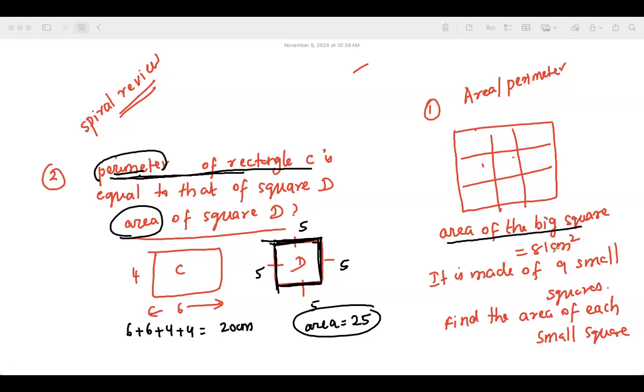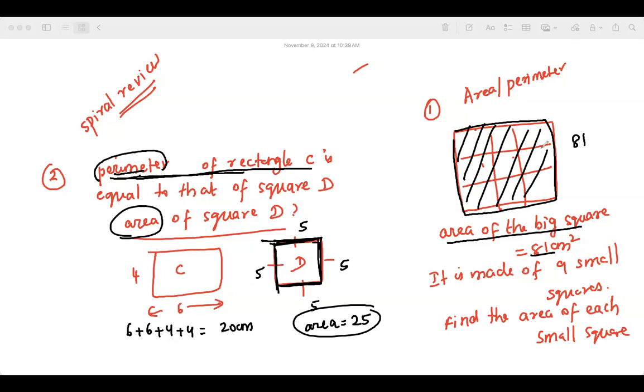And now let me read this to you. Area of the big square is 81. This entire square is 81. So this entire square area is 81. It's split into 9. So 81 is split into 9. So 9 times what is 81? So 9 has been added together 9 times to get the 81. Did you get it, Nevan?